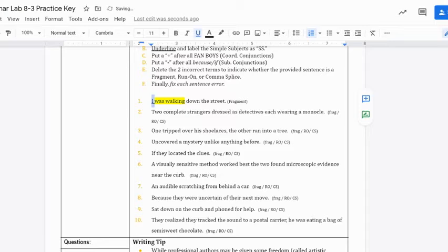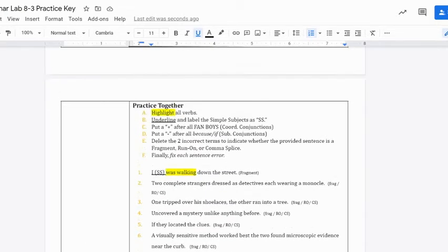Who was walking? Well, now that I've added it, I can underline it and say that I was walking. So I is a simple subject. Notice that as I add this, I'm going to still make sure I know what the simple subject is. Who was walking? I was. So I was walking down the street. That's now a complete sentence, and we'll leave it. You don't need to change the label fragment because it was a fragment before, but you fixed it by adding a simple subject. Number 2: two complete strangers dressed as detectives, each wearing a monocle.